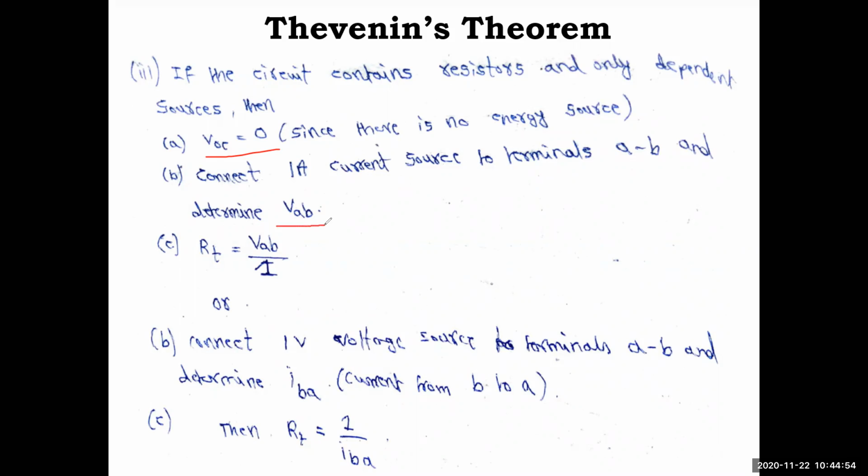So we'll find a VAB value. Then we'll take the ratio, RTH is equal to VAB by 1. So VAB by 1, because current is 1 and voltage we have to find out. So VAB by 1 is equivalent to RTH.